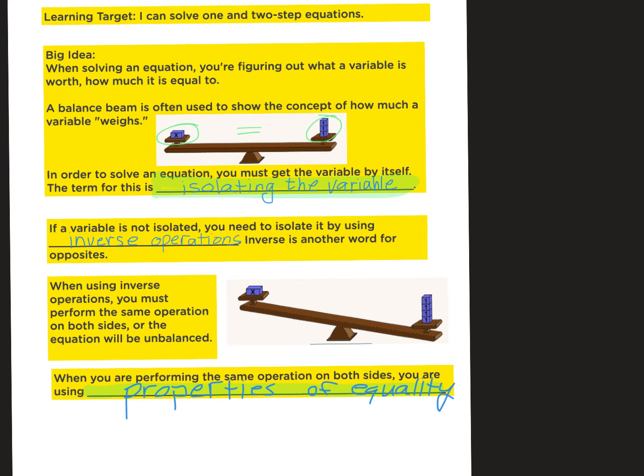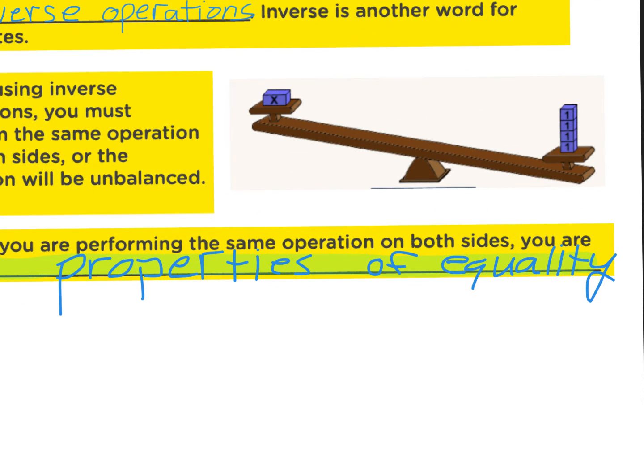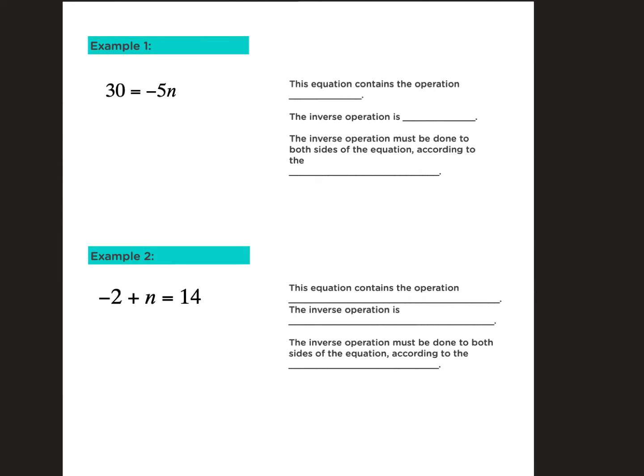So our number one goal is to isolate the variable. How are we going to do it? We're going to use inverse operations. And finally, what you do to one side, you have to do to the other. The big kid word for that is properties of equality. So now that we've got those three terms, let's see those terms in action. Let's actually solve an equation by scrolling over to page 5.